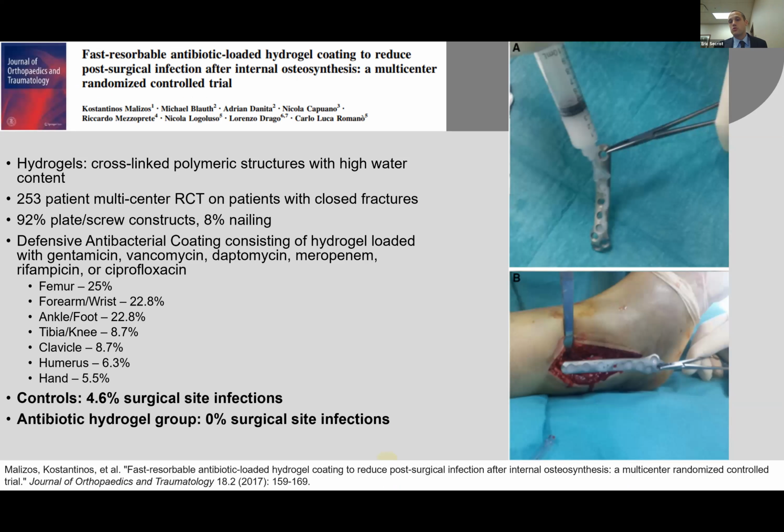In a randomized controlled trial on closed fractures out of Europe, where they chose antibiotics at surgeon discretion and essentially treated any fracture with any fixation by just putting this gel on the outside of it, there was a decreased rate of surgical site infections. Now, the caveat here is that this study has a high fragility index, as there were no surgical site infections in that hydrogel group and only a few in the control group.